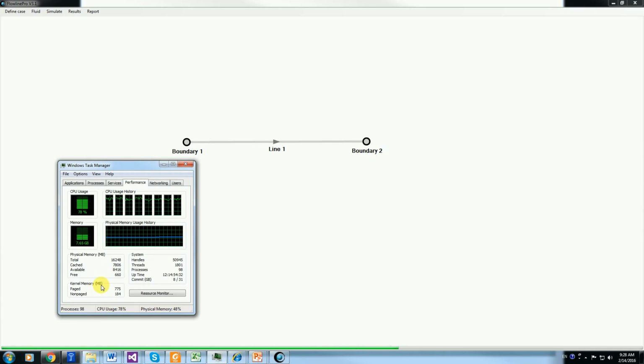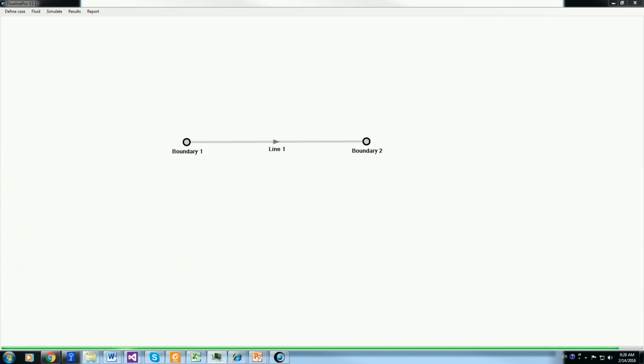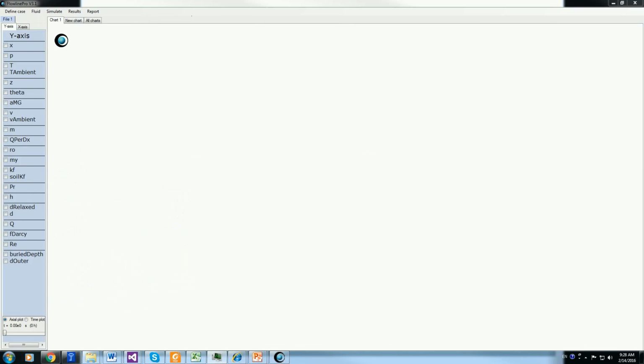We have 75%, 83%. It's around 80% of the CPU capacity of this computer is being used now, and that speeds it up by a factor of almost 4 compared to if we do not have parallel processing. So that makes sense to use parallel processing.